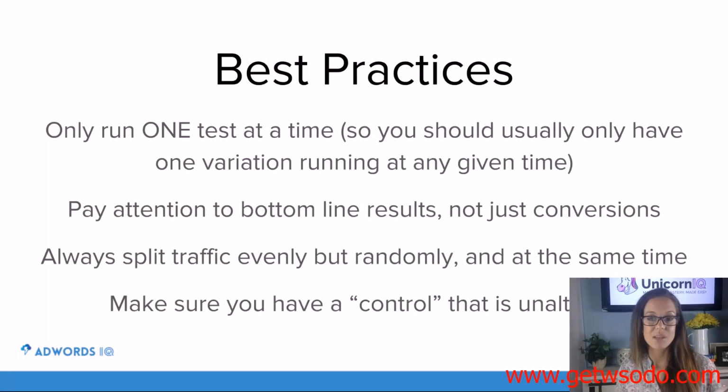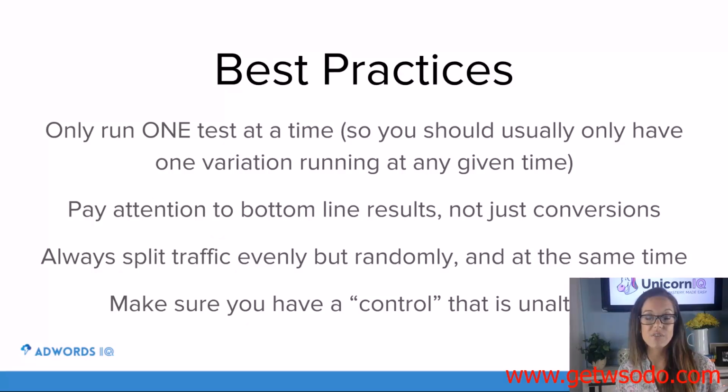Now I'm going to talk to you about some best practices. Once you have found your best approach, now you can really get into the nitty-gritty of A/B testing. After you do that first test, I do suggest that you only run one test at a time. This means that you would only have one variation. You would have your control and your variation running at any given time.